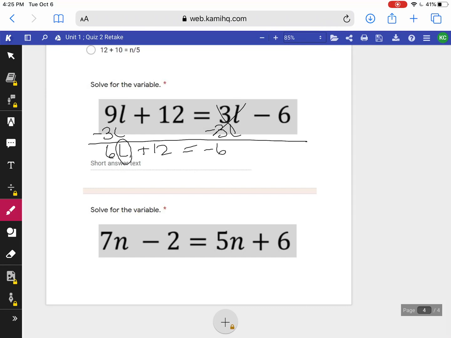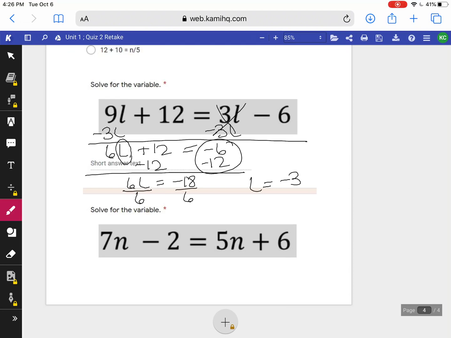I want to isolate L. So the next thing I have to do is remove that constant. 6L is equal to -18. Remember, you're adding two negative numbers together. Now I have 6 times L, so I'm going to divide by 6 on both sides, and L equals -3.